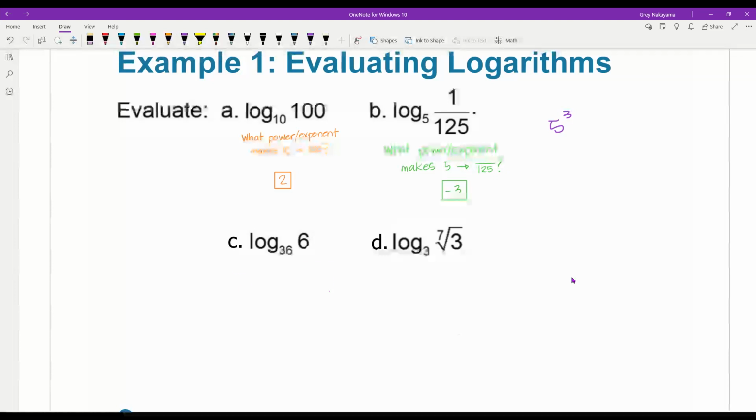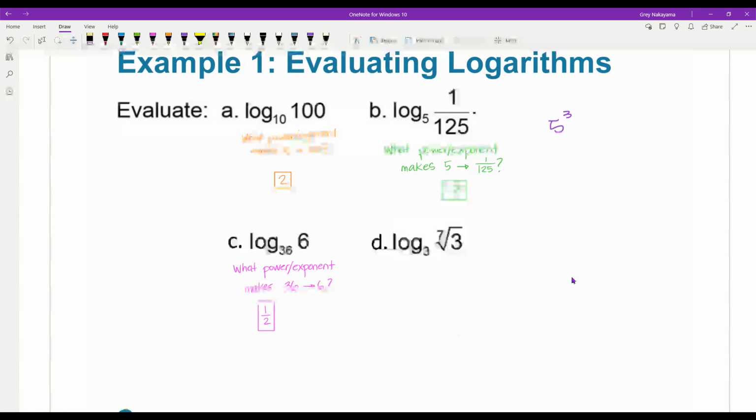What is the exponent on 36 to make it 6? Well, that's a square root, and the square root written as a fraction is 1/2. 36 to the 1/2 power is equal to 6. Put it in your calculator, check it out.